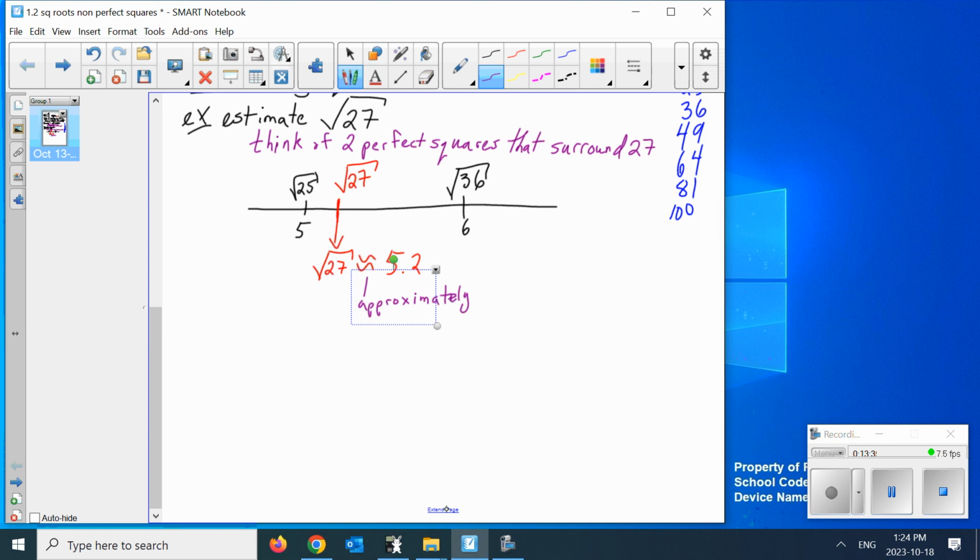So if you're given just a whole number, that's one approach. Another example. Now, what about fractions? That estimates the square root of 10 over 35. Square root for a fraction.